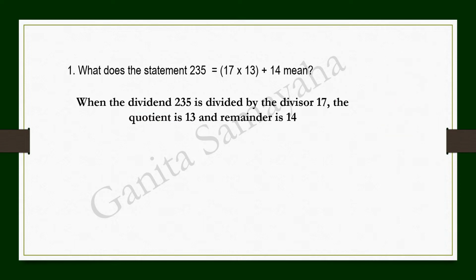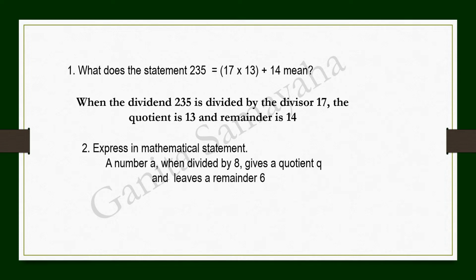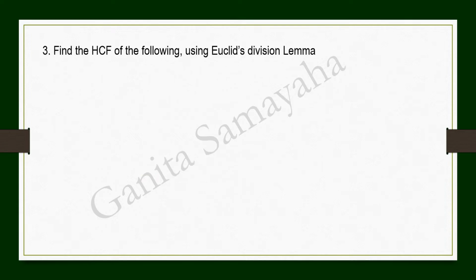So next we had this question. Express in mathematical statement: a number A when divided by 8 gives a quotient Q and leaves a remainder 6. Here we are given what is the dividend. The dividend is given to be A and the divisor is 8. Quotient is Q and remainder is 6. We need to use Euclid's lemma and just write the statement. It says A is equal to 8Q plus 6. That's it, children. Okay. Shall we proceed further?